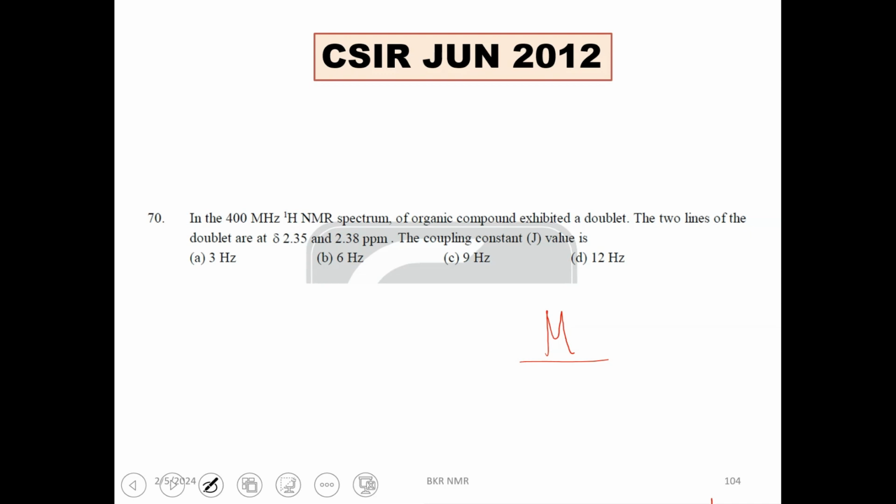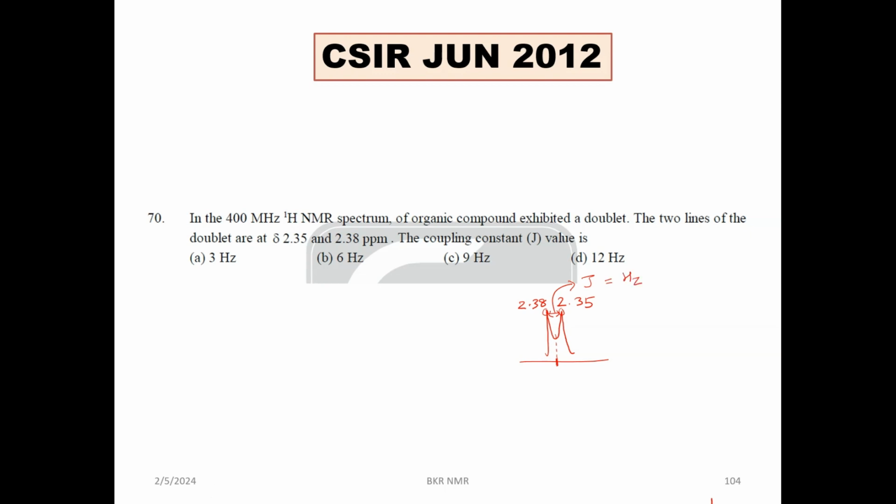So we know that the chemical shift of the particular proton will lie at the center of the multiplet. So the center is here, but they've given the values for the positioning of these doublets. So it is 2.35 here and here it is 2.38, and they're asking for the coupling constant. So we know that the distance between the adjacent lines of the multiplet is known as the coupling constant. So this coupling constant is given in terms of hertz.